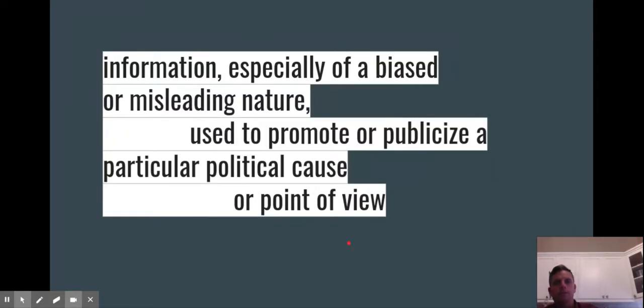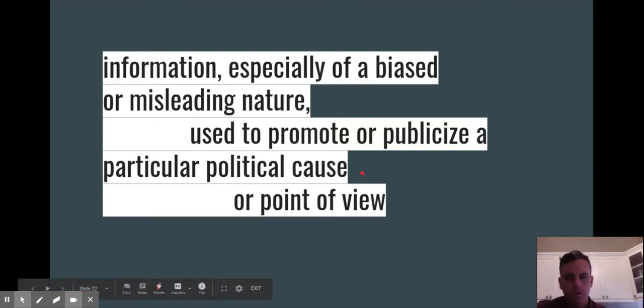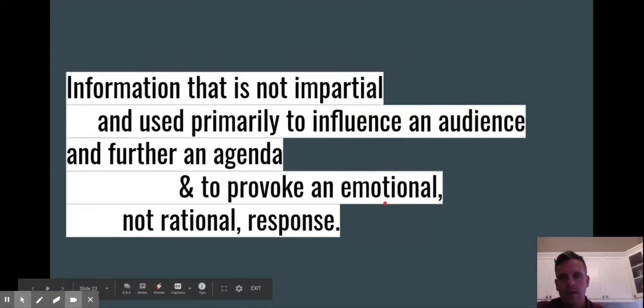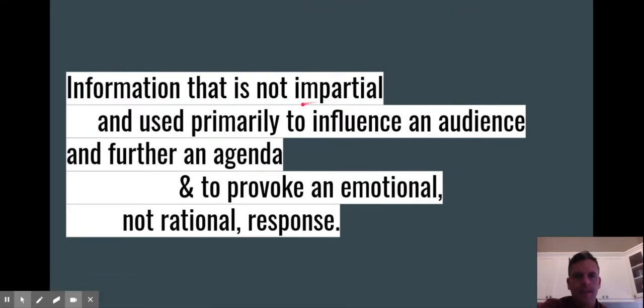Propaganda is information, especially of a biased or misleading nature, used to promote or publicize a particular cause or point of view. So remember, it's definitely going to be one-sided. It's information that is not impartial. That means that it is biased, and it's used primarily to influence an audience and further an agenda. So you want someone to think like you do.